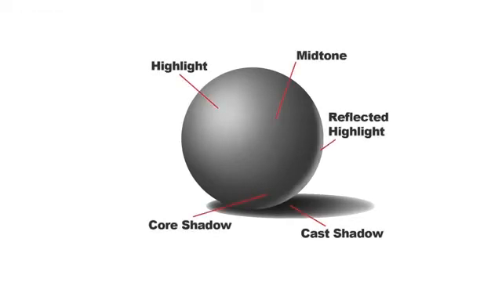Now, these locations include the highlight, the area on the form where light is hitting most directly, the midtone, which is a location of middle value, the area of core shadow, where the value is usually the darkest on the form, a reflected highlight, where light is bouncing back off of objects that surround the form, and an area of cast shadow, where light is prevented from hitting because the form is in the way.